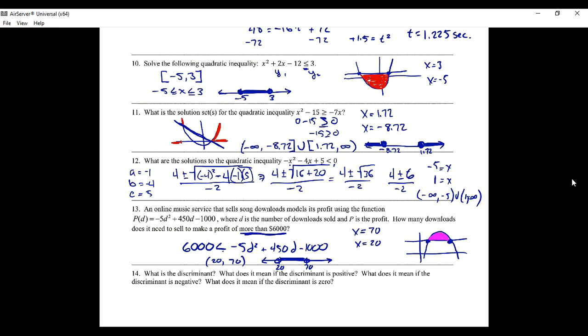All right. Question 14, what is our discriminant? So if we remember our quadratic formula, we have negative b plus minus the square root of b squared minus 4ac, all over 2a. The red part is our discriminant.